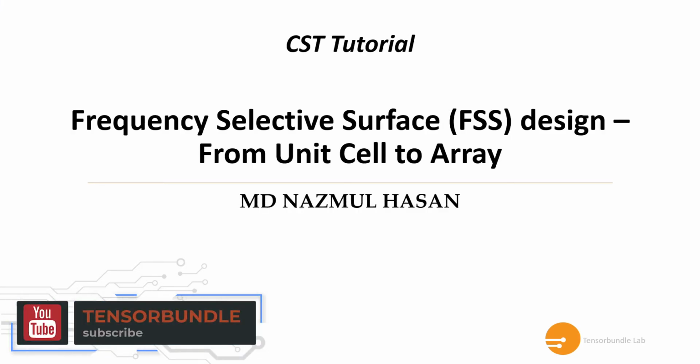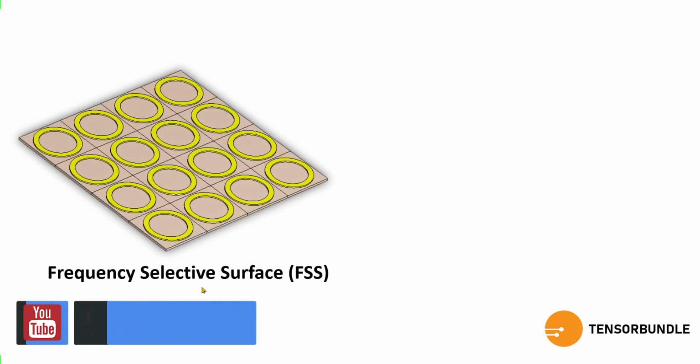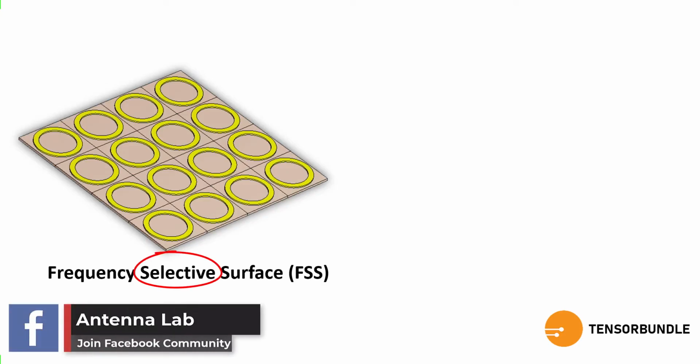Hello everyone, I'm Nazmul Hassan and today I'm going to demonstrate how to design a frequency selective surface or FSS in CST. Now, one thing that comes to our mind is that why there is a word selective and what does it even select?